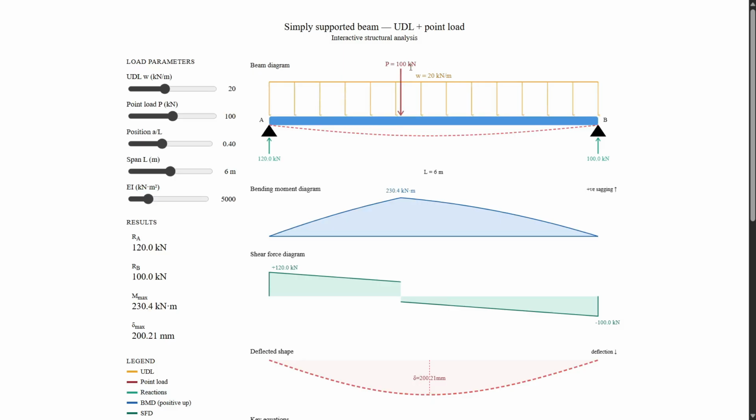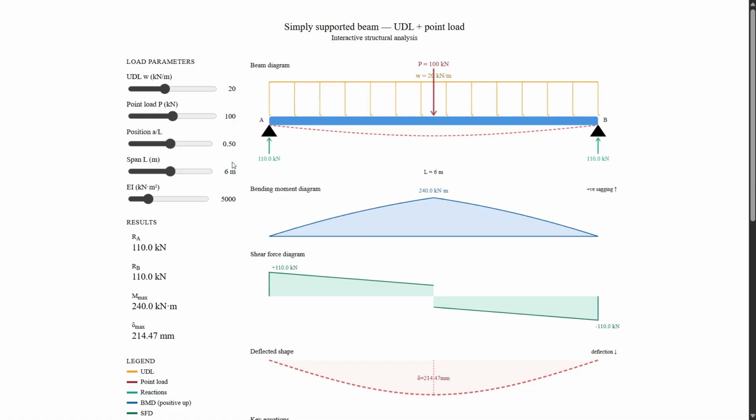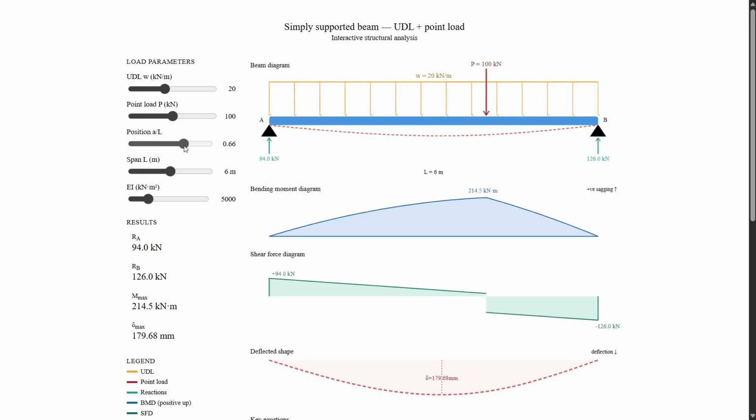So now let's talk about the loads that we have on this beam. So we have two loads. One is distributed load of W and the other is the point load of 100 kilonewton. On the left side, we have got five sliders: UDL intensity, the point load, and the position of that point load expressed as a fraction of the span, which means the value 0.5 means the center of the beam. And if we change this value, then our load will change automatically.